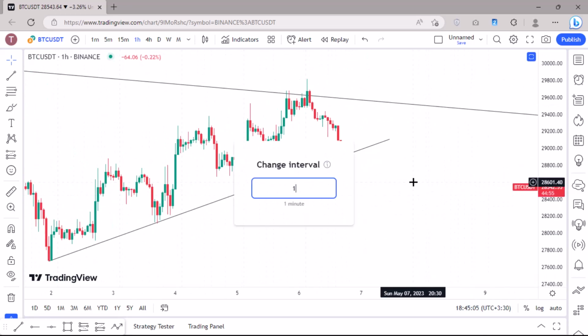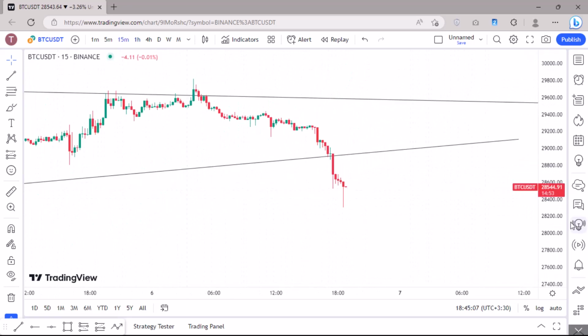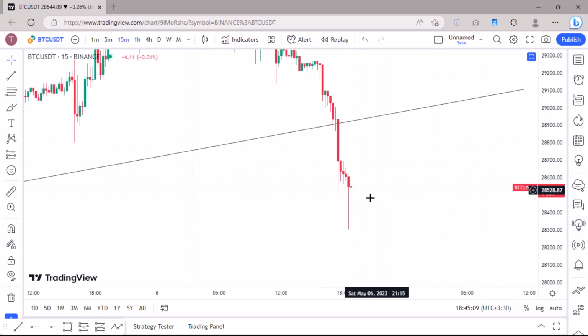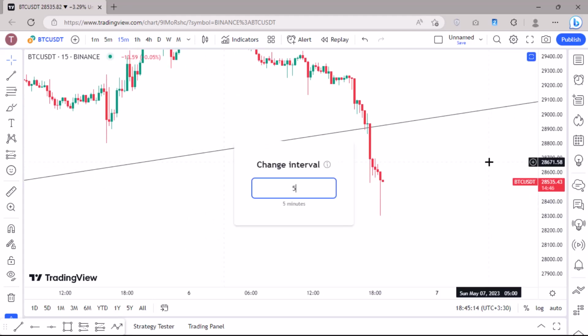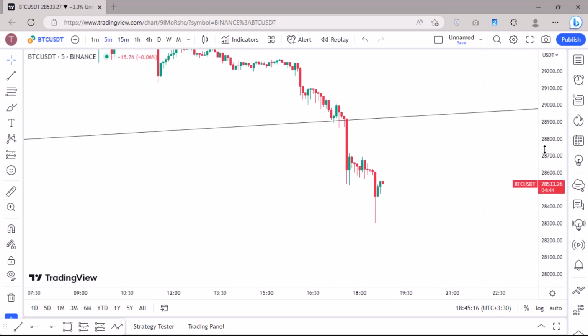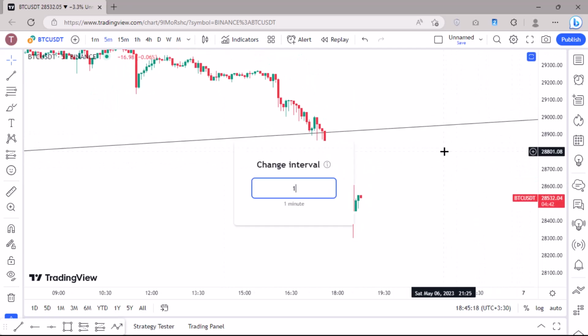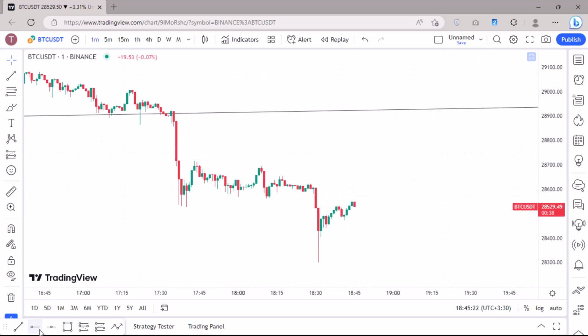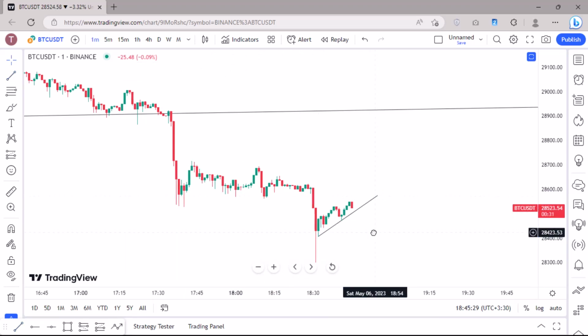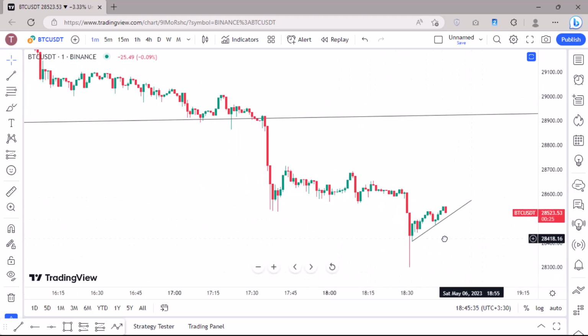Let's check the 15-minute time frame to see what we have. We have our pin bar on the 15-minute time frame. Okay, on the 5-minute time frame we don't have anything special. On the 1-minute time frame we still have nothing special, but we can enter a sell position with the break of this trend line to the downside on the 1-minute time frame. We can enter a sell position, set our stop loss above the candles and look for our reward.